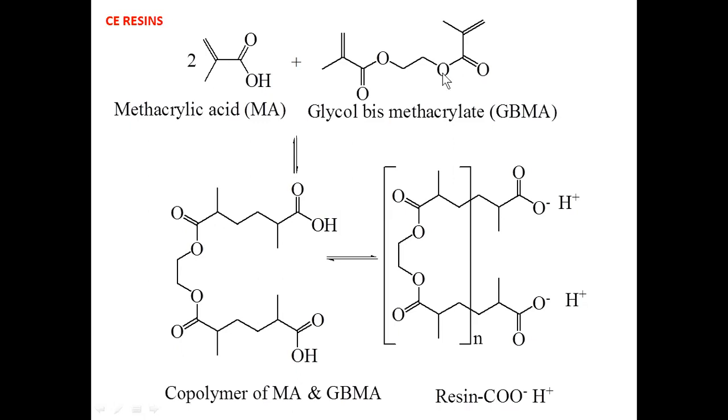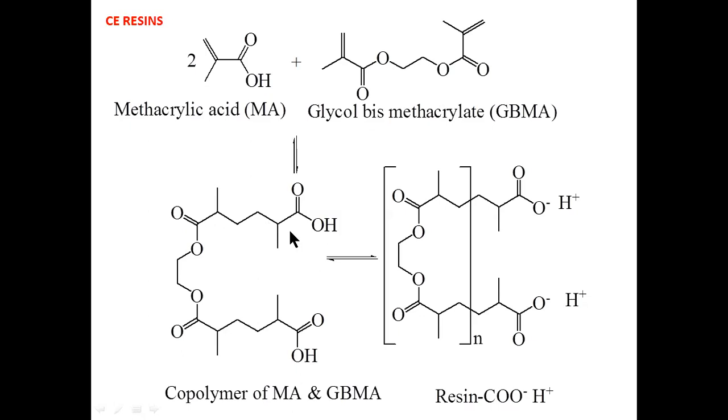Methacrylic acid reacts with glycol bis methacrylate. Two moles of methacrylic acid react with ethylene glycol, HO-CH2-CH2-OH, and you will get glycol bis methacrylate. You will get a copolymer.